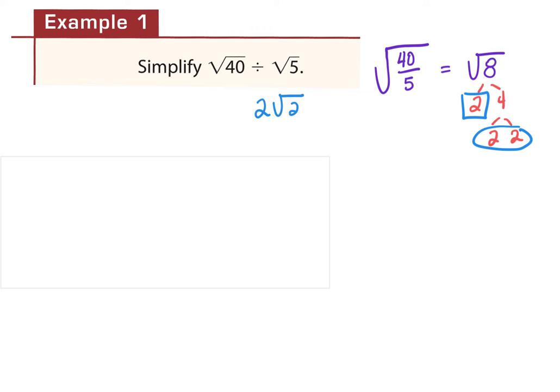And so 2 square root of 2 would be my answer here of the square root of 40 divided by the square root of 5. So that's one way you can see it. You can see it written out long ways with division.